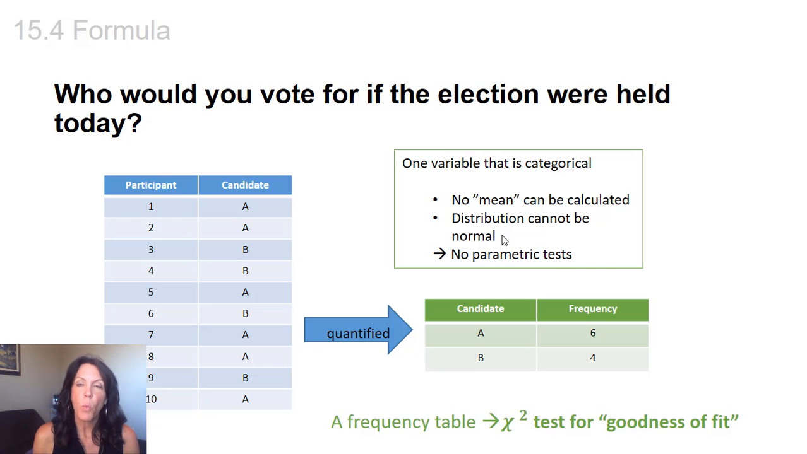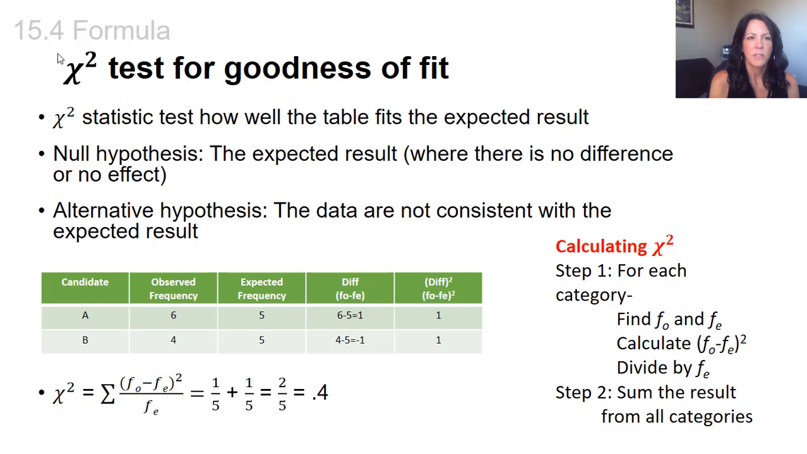But we still might want to know if one candidate is statistically different from another candidate. In other words, did one candidate get more votes if the election were held today? So we can do something called a chi-square test to figure out if the differences that we're seeing in the counts between candidate A and candidate B are statistically significant. So the chi-square test for goodness of fit lets us know how well our data fits what is expected. The null hypothesis is that our data fits what is expected, and the alternative is that our data is not consistent with what is expected.